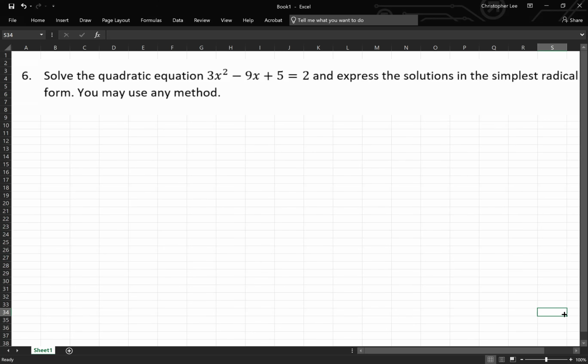How y'all want to do this? Well, it depends. What method do you want to use? Your choice. The AC method? Okay, we could do that. I mean, I like completing the square, but you want to do the AC method? No? Okay. So completing the square is the best method.